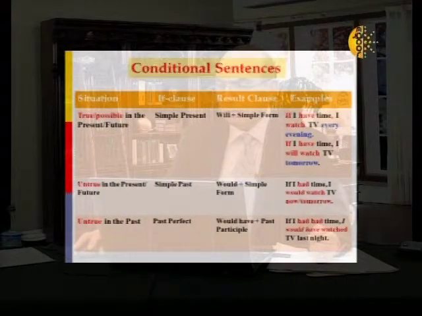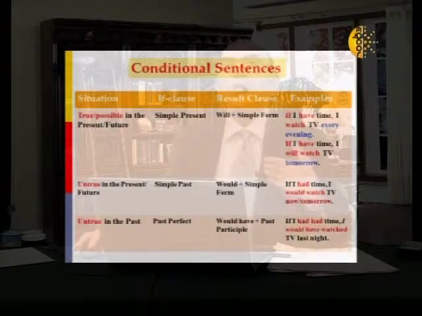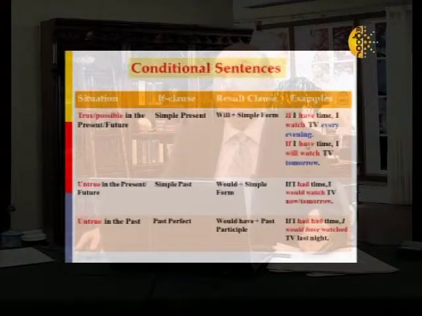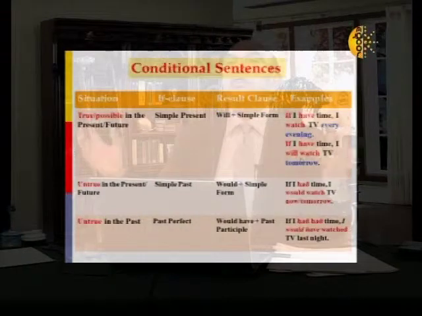Or, if I have time, I will watch TV tomorrow. So this is within the possibility. If I have time tomorrow, I will watch TV. So it's a possible situation. If it is possible, what do you do? You use present tense in the if clause, and future tense in the result clause or independent clause. That means possible. Many things could be possible.